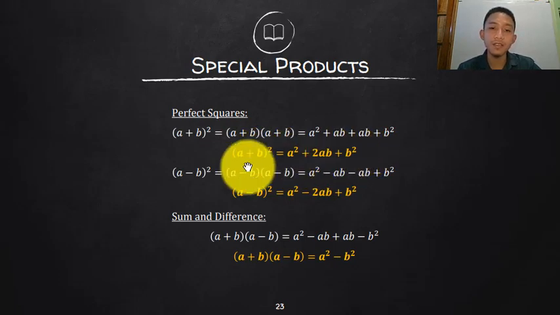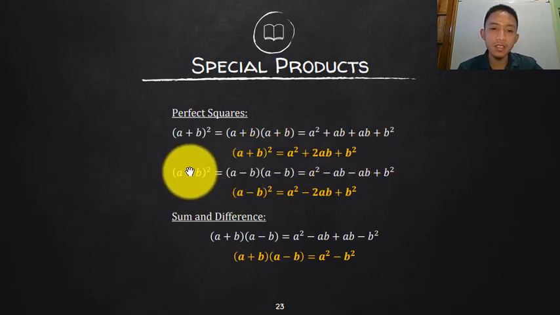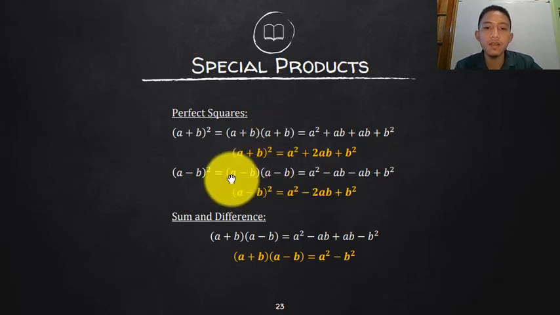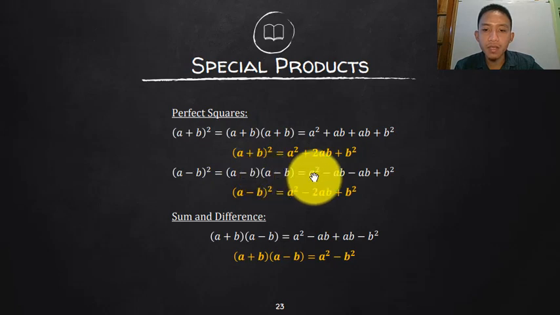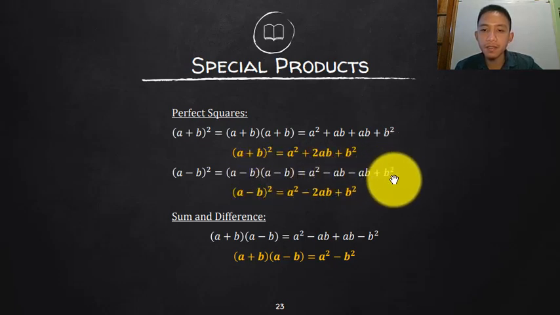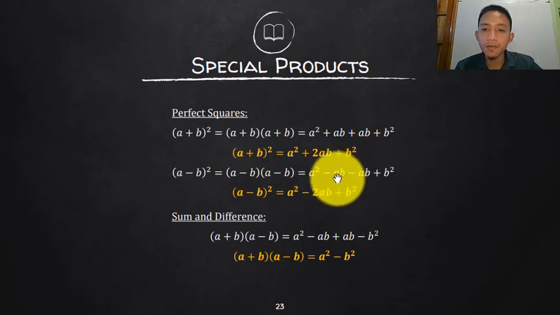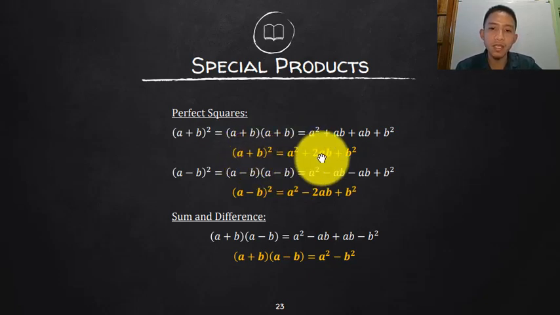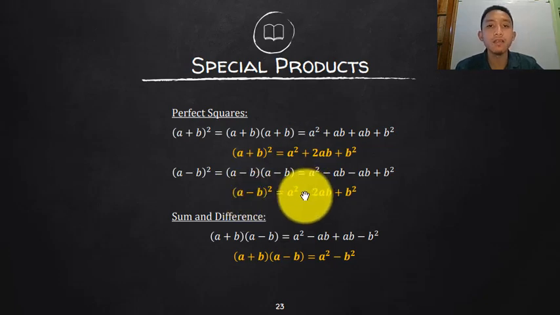If the sign between is a minus, that is the same as this, it is multiplied by itself. If I multiply a and a, that will be a squared, a and negative b will be negative ab, negative b and a is still negative ab, negative b and negative b will be positive b squared. So simplifying, that will be negative 2ab. So that is the only difference here. If your squared binomial has a plus between, that is plus 2ab. If that is minus, that is just minus 2ab.